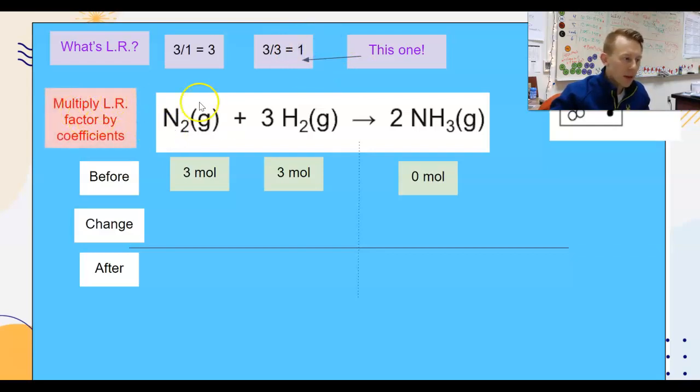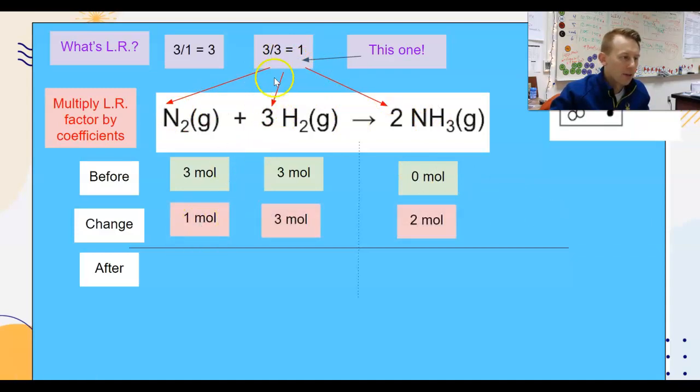So you're going to take the limiting reactant factor, this number right here, and multiply it by the coefficients of everything to figure out the change row. So 1 times 1, 1 times 3, and 1 times 2. We get 1 for N2. We get 1 times 3, we get 3 for H2. And 1 times 2, we get 2 for NH3.